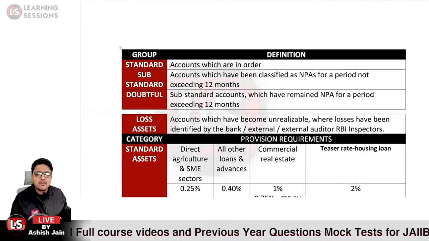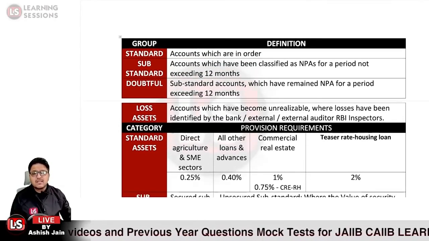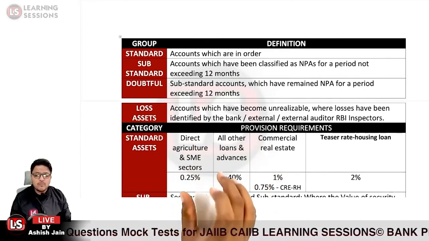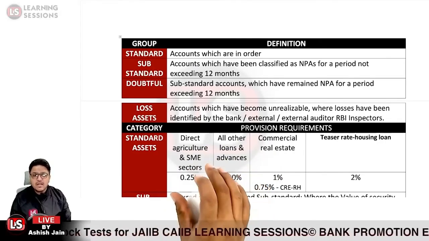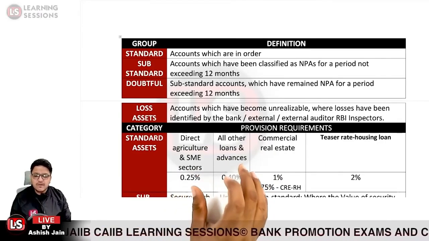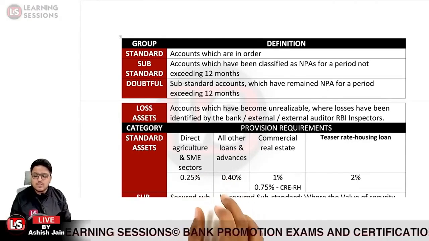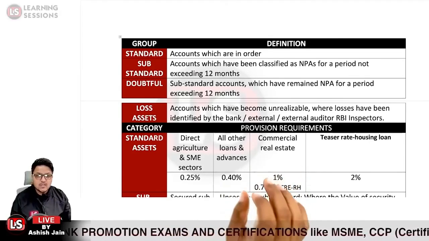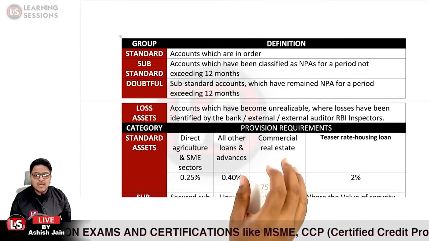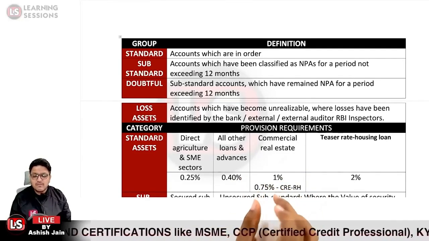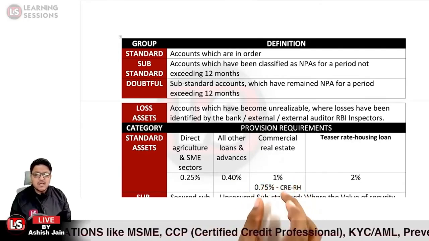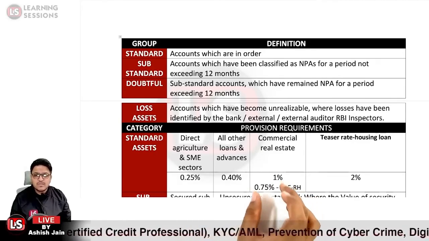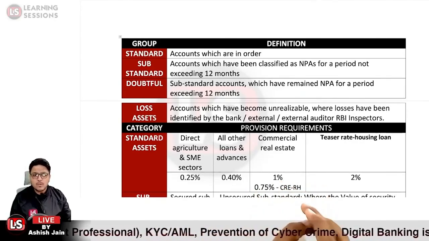So let's consider first the standard assets. When the asset is related to direct agriculture or an SME advance, a provision of 0.25% of the outstanding amount is to be maintained. For all other loans and advances not specified, 0.4% provision is to be created. If the loan account is in the CRE category, that is commercial real estate, a provision of 1% is to be created. If it is related to CRE-RH, that is commercial real estate residential housing, 0.75% provision is to be created.